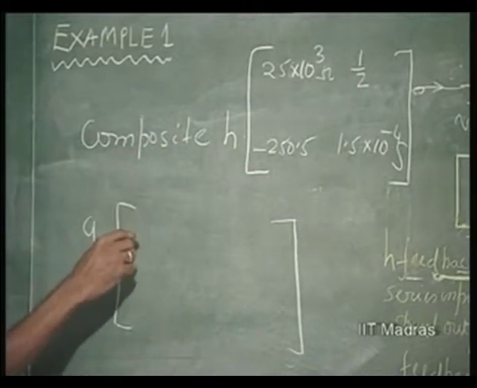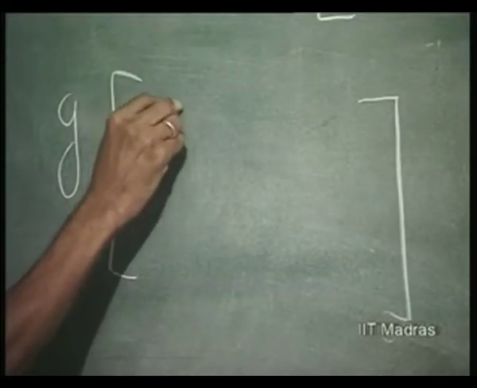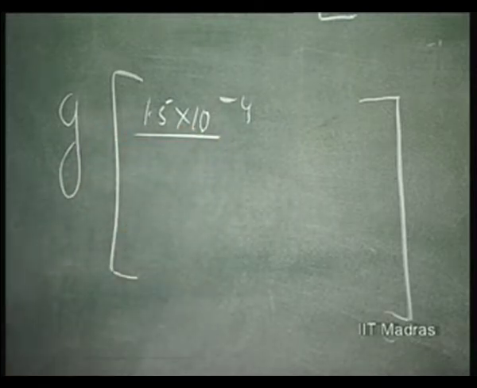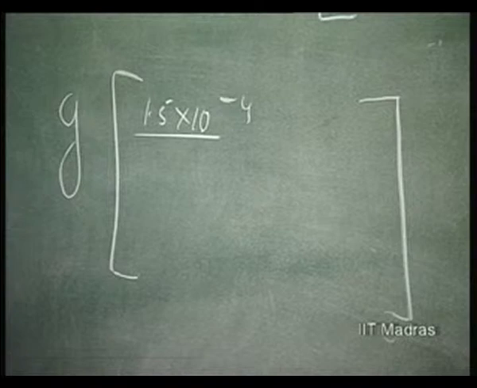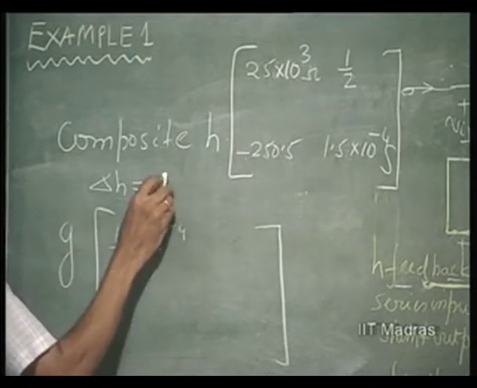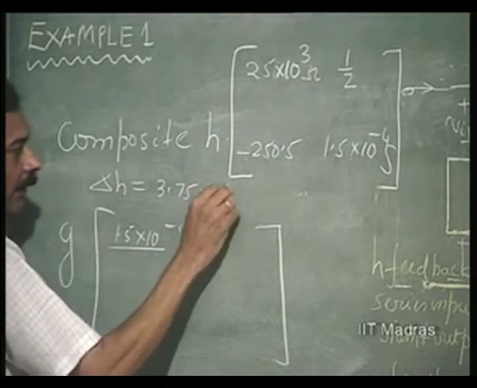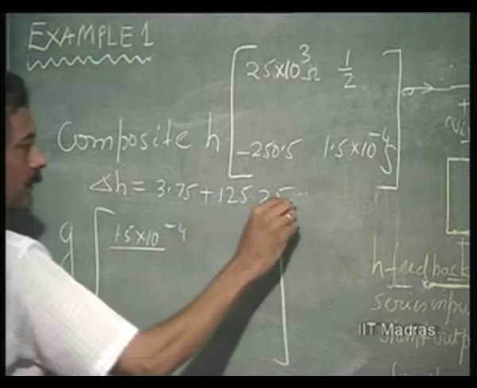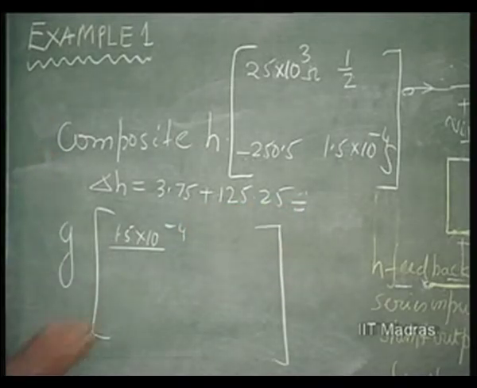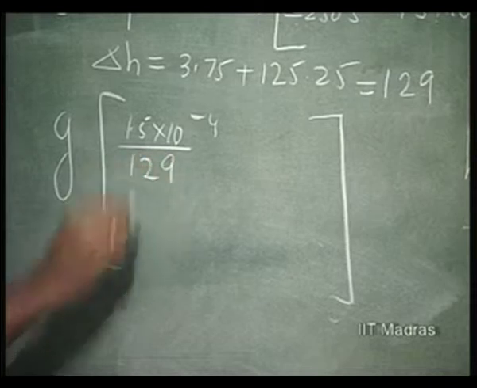Now let us see how we do this. The G I is nothing but 1.5 into 10 to the power minus 4 divided by delta H. Delta H is nothing but this into this minus this into this, that is going to be 3.75, isn't it? This is 3.75 plus 125.25. This is equal to 129. Is this clear? This is 3.75 plus 125.25. So, 129. So, divide by 129 throughout.